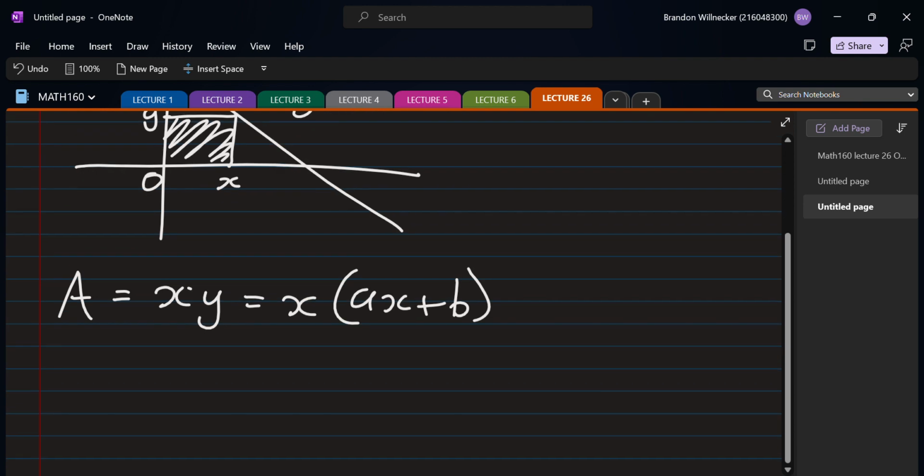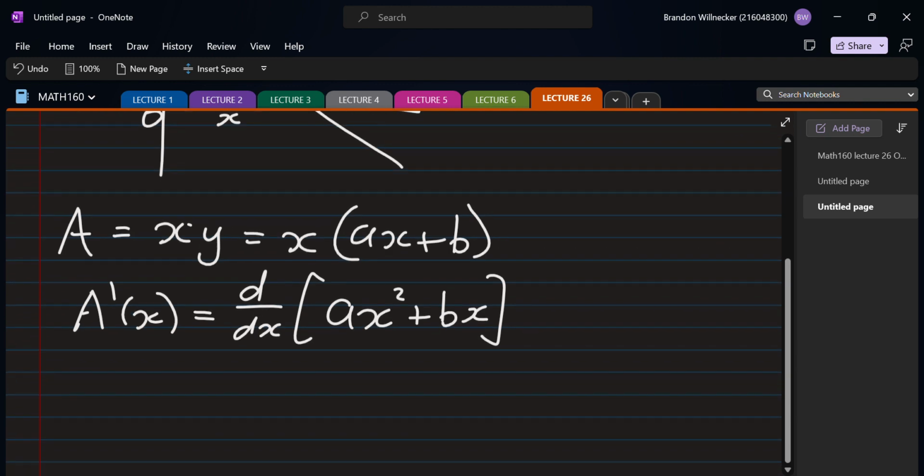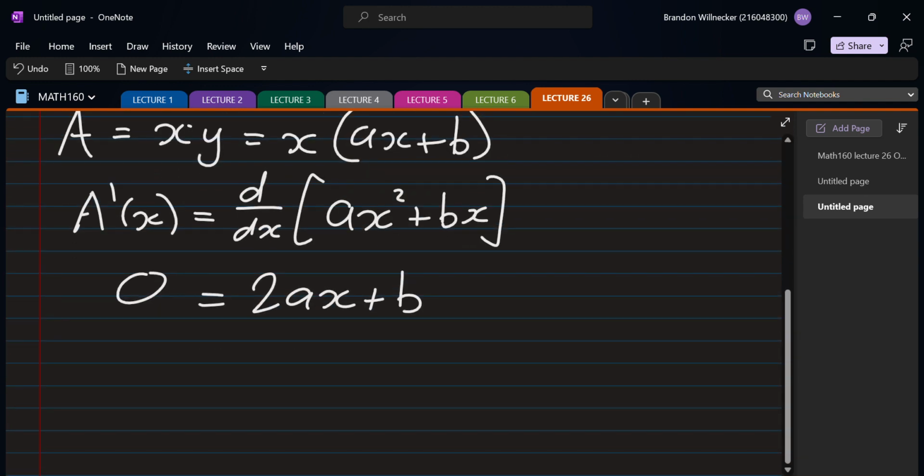Okay, so that is our area function. Now what we want to do is maximize. If we wanted to minimize, we would do the same thing, and that is take the derivative. So A prime is d by dx of, let's multiply this out, ax squared plus bx, or you could have done the product rule. Multiplying out is a bit easier. So this is going to be 2ax plus b, and we want that to be 0.